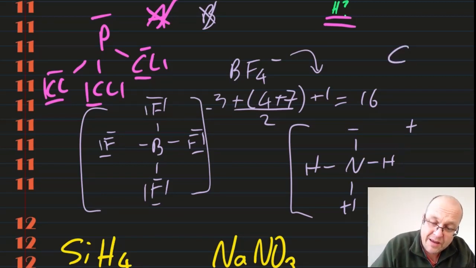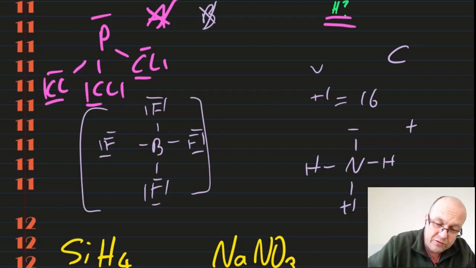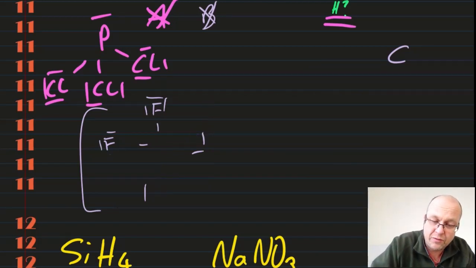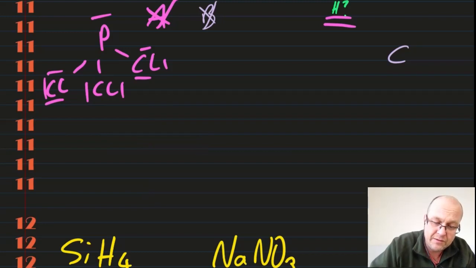Sulfur can have an expanded octet. And so sulfur tetrachloride, that's the seesaw. That's one of the higher level shapes you need to know.